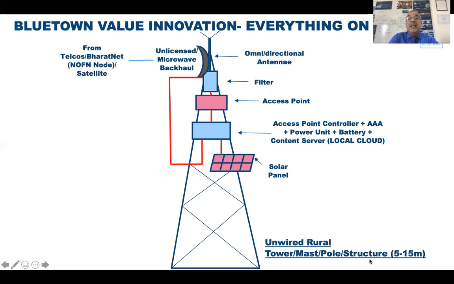Then you have an omnidirectional antenna, filters, an access point, and an access point controller, AAA, power unit, battery, and content server, which we call local cloud. All are put in a hermetically sealed IP67 box, and then you have the solar panel also. So with all these things, you can put everything on the tower and create an access hotspot to cover all of the village, which also has the content, the edge computing, the local content as well.